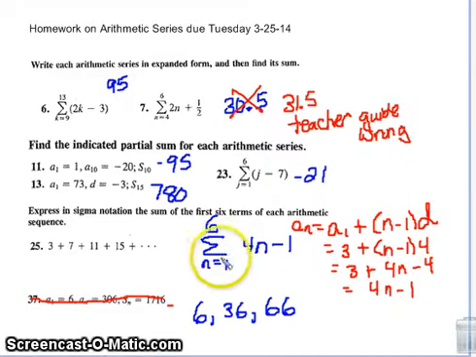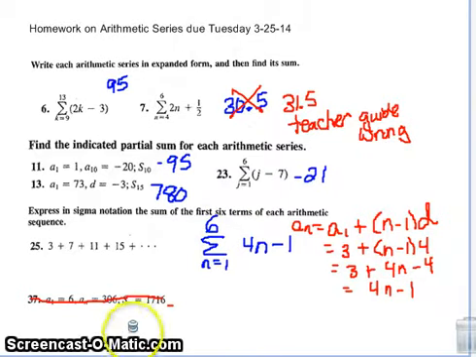Well, if you wanted to find that sum, like if you wanted to actually find what the sum would be, well, this is just saying express it in sigma notation. So if you're just trying to express it, you know that the sigma tells us that we are finding the sum from 1 to 6. And then the relationship of this particular arithmetic sequence is 4n minus 1.